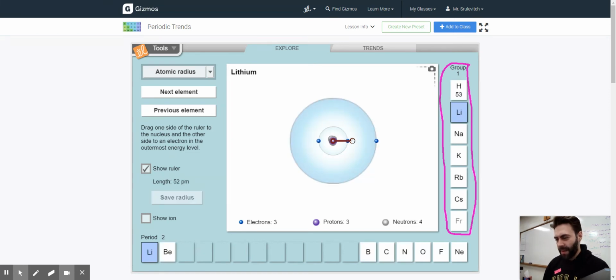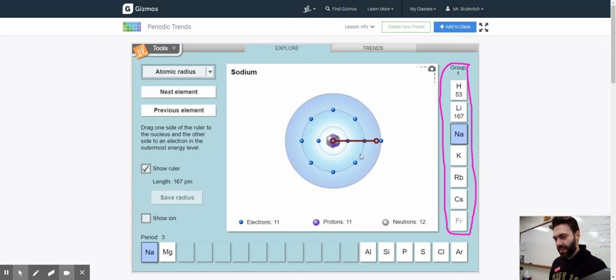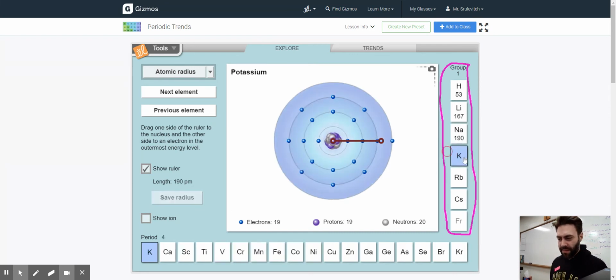Lithium has two rings, okay? And I'm connecting the ruler to the valence electron, two rings, so two energy levels. Click Save Radius, 167. Sodium, three rings, three energy levels. Connect to the valence electron, Save Radius. So again, group one, only one valence electron.